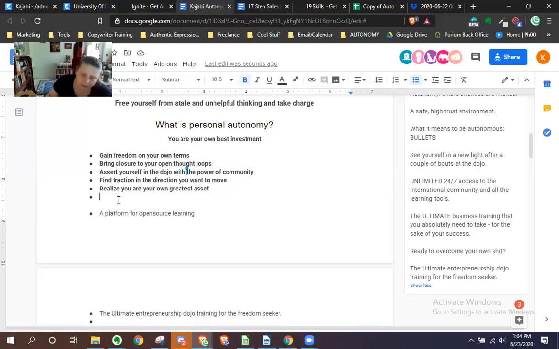We can move that sentence out completely. But what do you guys think about assert yourself in the dojo? Do you think we need to make more context on what we mean by the dojo this far along? Probably. Yeah, that makes sense. Probably should go lower, but you know, I keep fighting for my sentence. What's your sentence? Assert yourself in the dojo with the power of community. Yeah, I mean, the practice is an important part of developing skills for autonomy. I don't know if you want to fit that in there somehow.